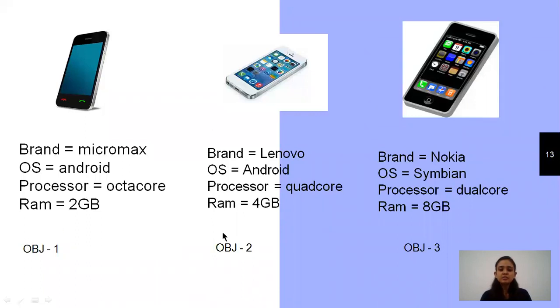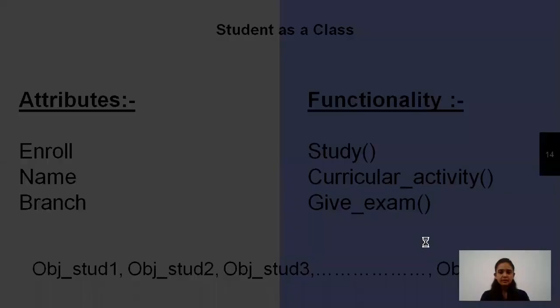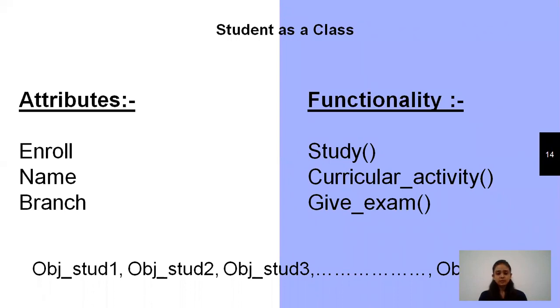Over here, the attributes remain the same. That is the brand, operating system, processor, and RAM. What is changing over here? The value of the attributes is changing. Only the value part is changing. The attribute names remain as they are. So I can consider these three as three different objects. I am considering this one as object 1, the second one as object 2, and the third one as object 3. So I can also create objects related to the student.